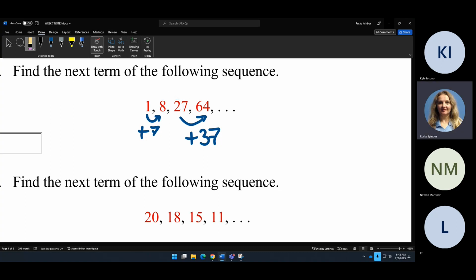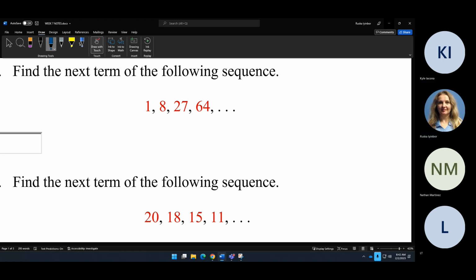So let's start over. I'm going to do multiplication now. From 1 to 8, you multiply by 8. But from 8 to 27 doesn't multiply by a whole number, it's a fraction. So multiplication doesn't work also, right? So this is the case when you have to look at each number individually.